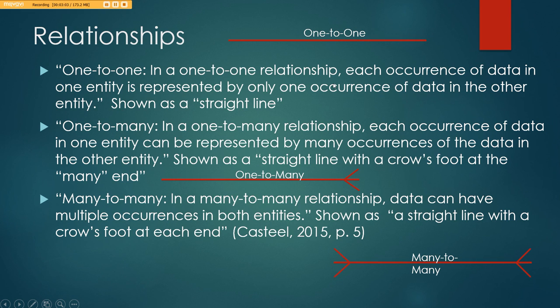Now, one-to-one means that there's only one on each side of the relationship. Each occurrence of the data is one entity and represents one occurrence on the other entity and is shown with just a straight line. A one-to-many means that there's a one relationship on one side and many on the other, and it's represented with a straight line that has crow's feet on the many side. Many-to-many means that there are many on both sides and you have crow's feet on both sides.